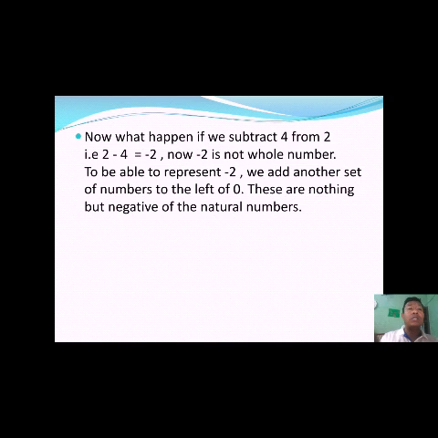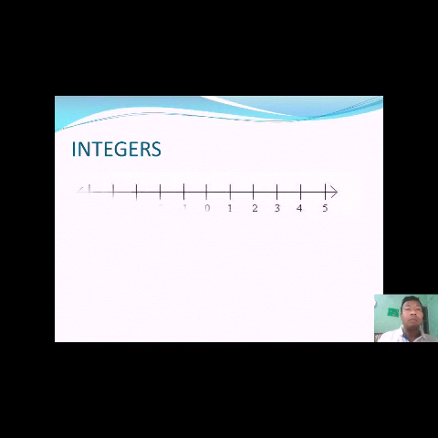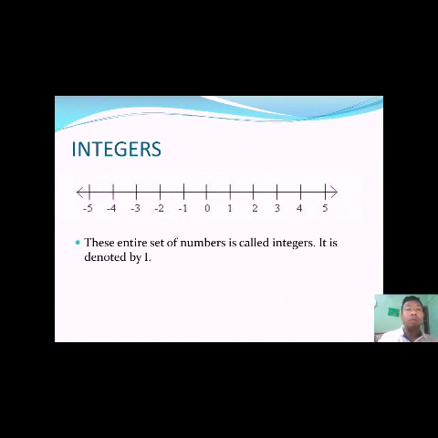Now what happens if we subtract 4 from 2, that is 2 minus 4 equals minus 2. Now minus 2 is not a whole number. To be able to represent minus 2, we add another set of numbers to the left of 0. These are nothing but negatives of natural numbers. This entire set of numbers is called integers. It is denoted by I.